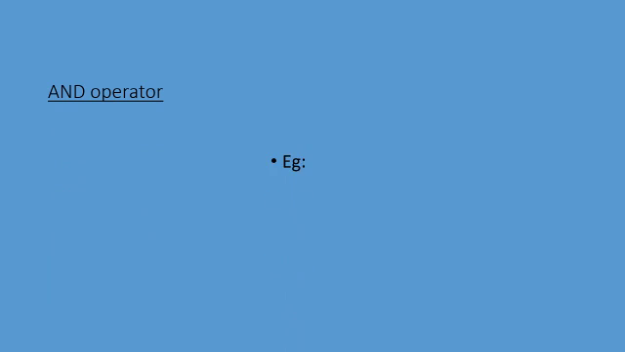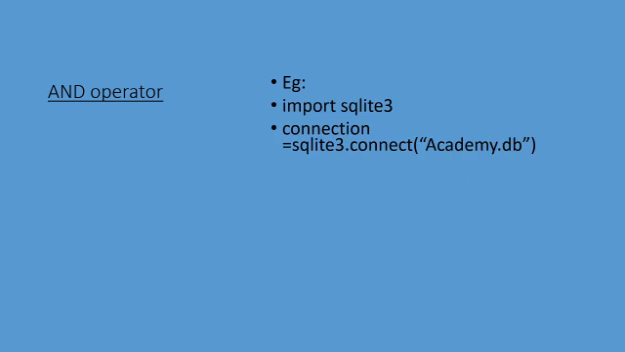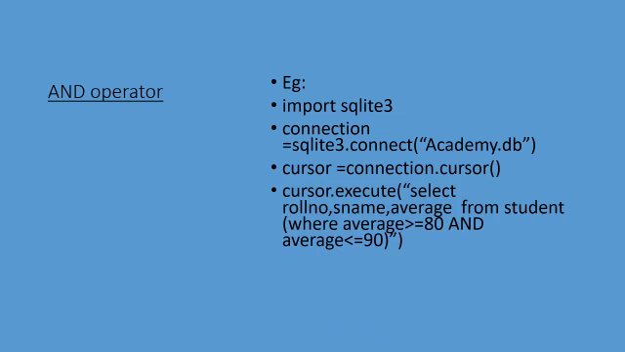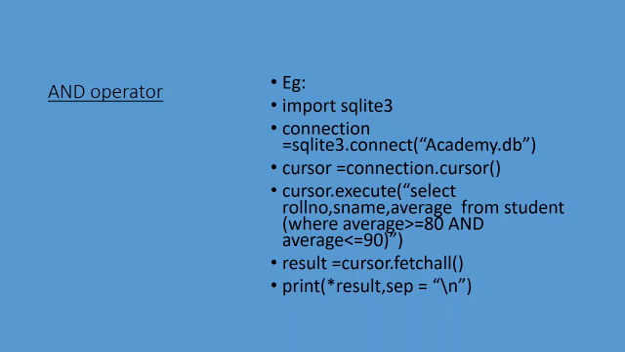First, the AND operator. The AND operator checks more than one condition. However many conditions you are giving, it checks all the conditions. When all the conditions are true, it will give the answer as true. I mean the record will be displayed. If not, the record will not be displayed. This is called the AND operator. Let us see an example for this.